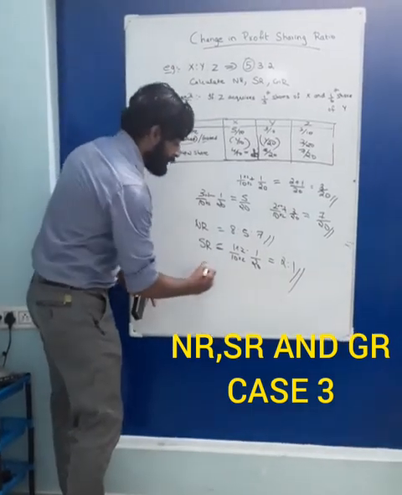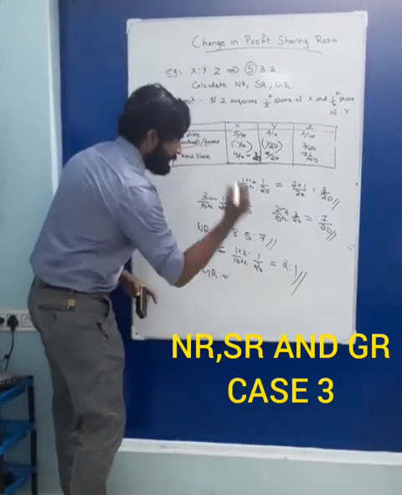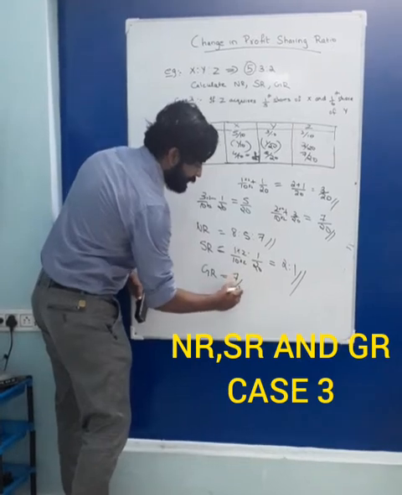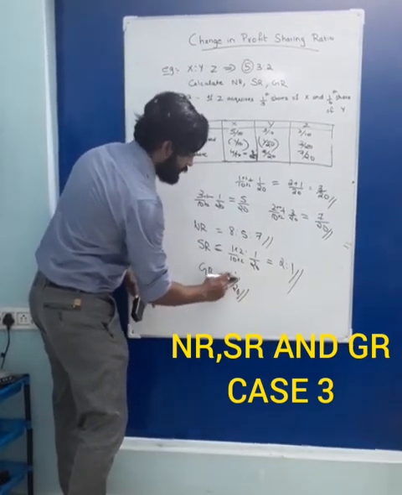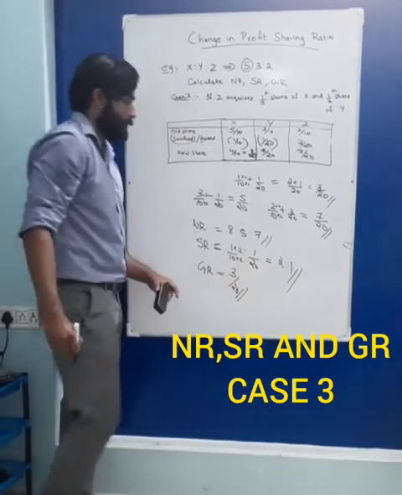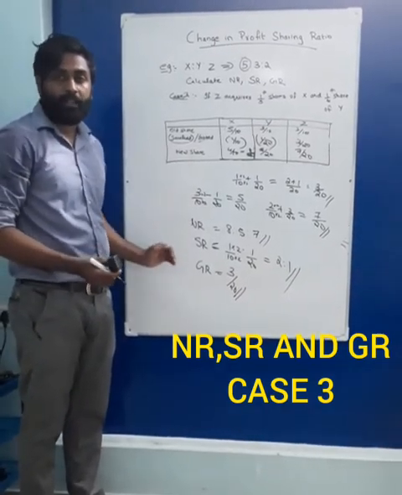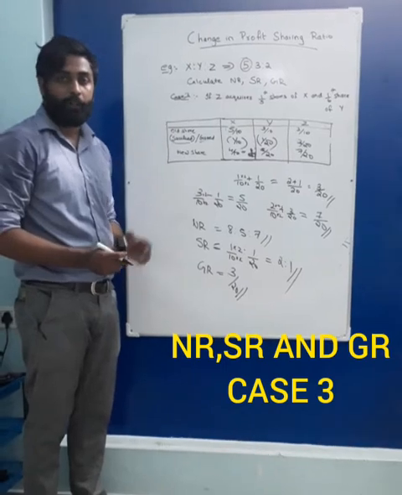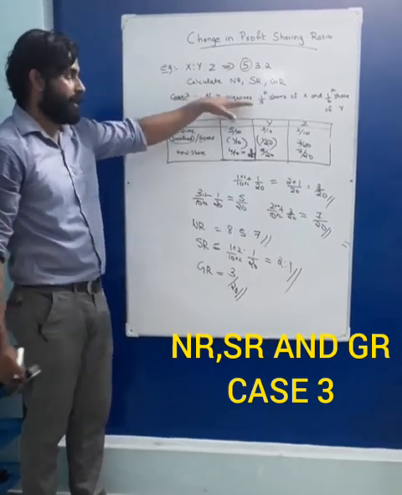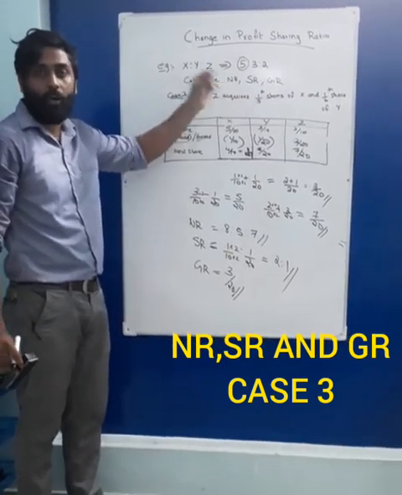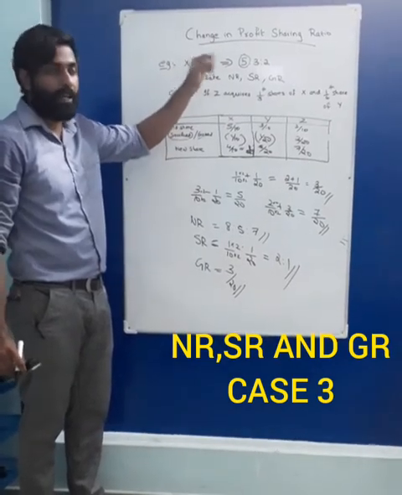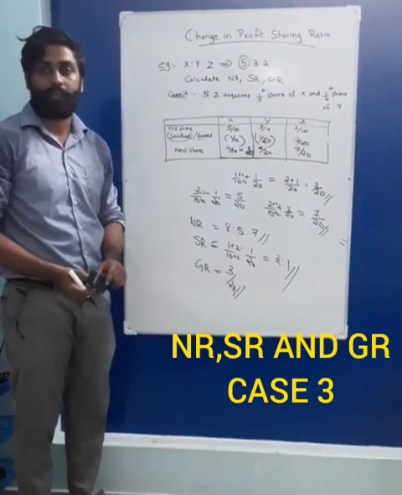Since there is only one partner gaining, his share is 3 by 20. So this is how we can calculate new ratio, sacrificing ratio and gaining ratio, if the question is asked, if he acquires 1 by 5th share of X and 1 by 6th share of Y.